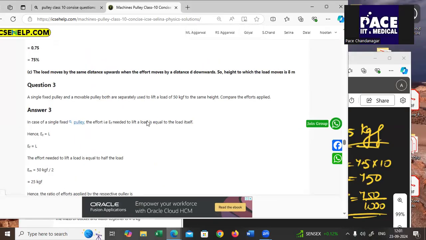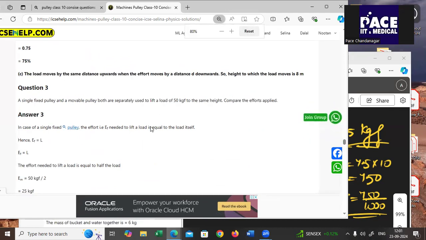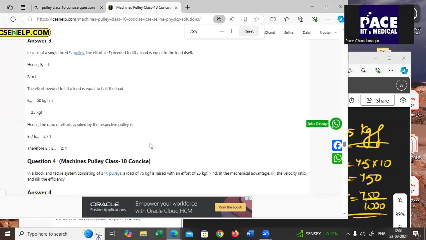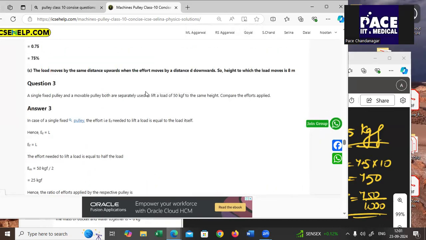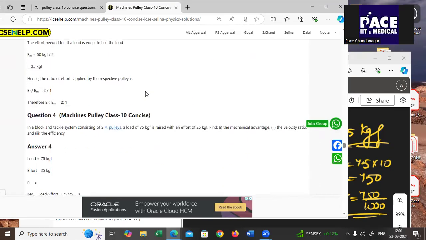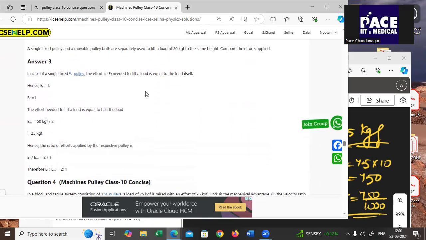Question number 3, single fixed pulley. I can just show you from here only. I think this is better, right? Everything is written also here. Question number 3 here. In case of a single fixed pulley, the effort that is needed to lift a load is equal to the load itself. And for a single fixed pulley, we have already seen that.